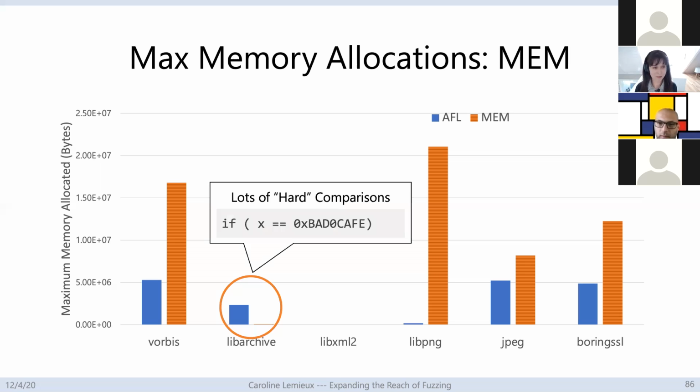And we were wondering why, and it turns out it's because this particular benchmark has a lot of hard comparisons. Basically this means if conditions where the input is compared to a long fixed sequence of, say, 8 bytes. Very difficult for mutational and random fuzzing to get through these comparisons.